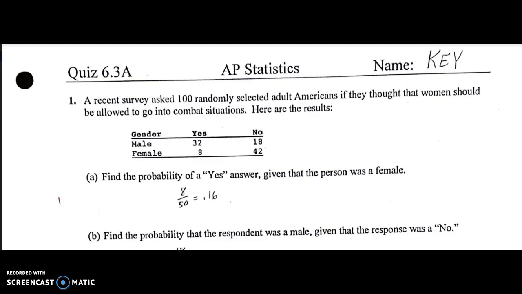So you've got a table. Part A says we need to find the probability of a yes answer given that the person was a female. So I'm going to first look at all the females and see that there are 8 plus 42, so there's 50 total females. And out of those 50 females, 8 of them said yes. 8 out of 50 is 0.16.